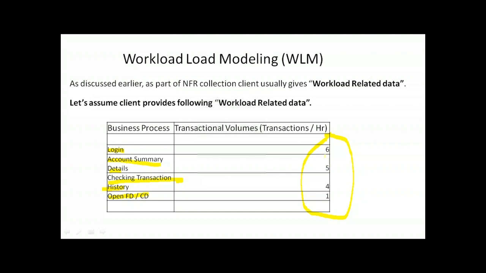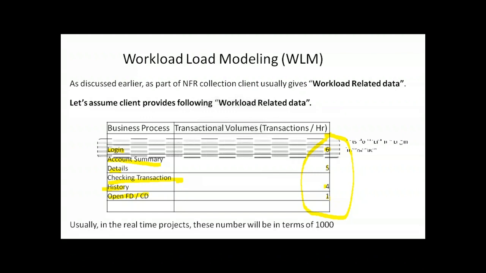Login: only 6 transactions per hour. Account summary details: only 5 transactions. Checking transaction history: only 4 of them. And open FD or CD: only 1 of them. Let's assume this is your NFR, just an assumption so that I can explain the concept. Now let's do the workload modeling only for the first business process, which is the login business process.